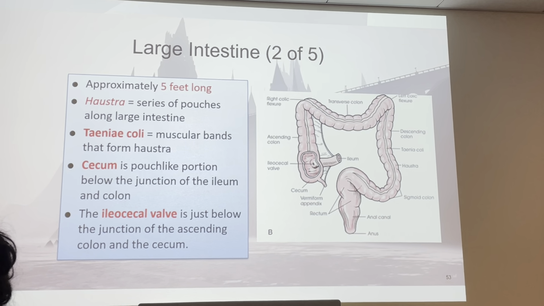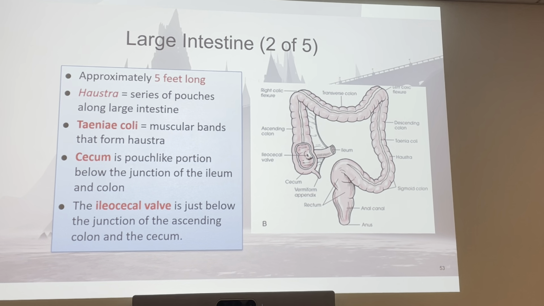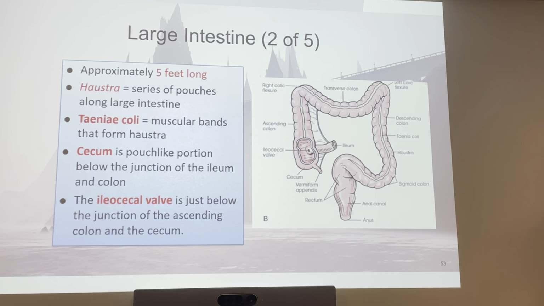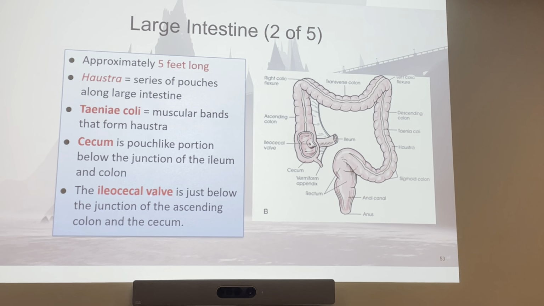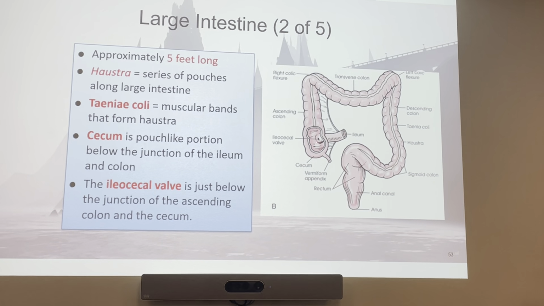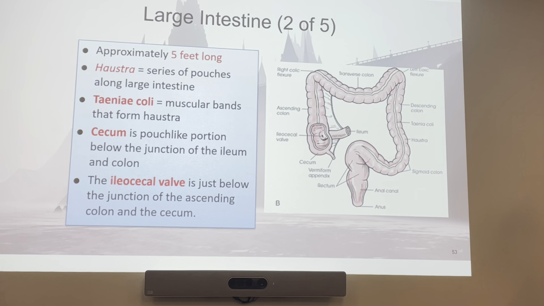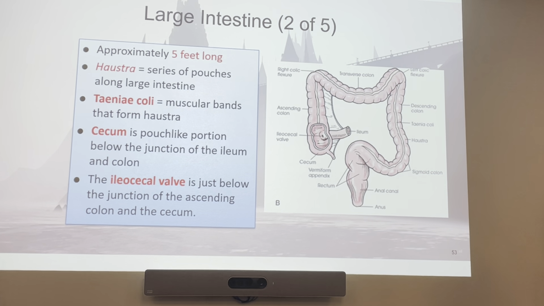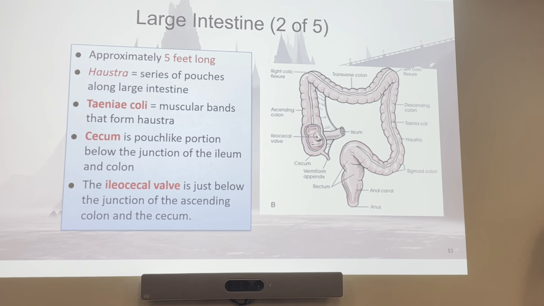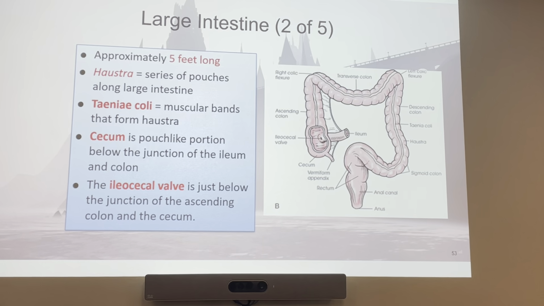Cecum being the first portion of the large intestine is pouch-like below the junction of the ileum and the colon, where that waste product first gathers before it starts traveling through the large intestine. Ileocecal valve, just below the junction of the ascending colon and the cecum. That's where the contents of the small intestine enters into the cecum, that being the first portion of the large intestine. So really the only two new ones there, guys, would be the haustra and the tinea coli.